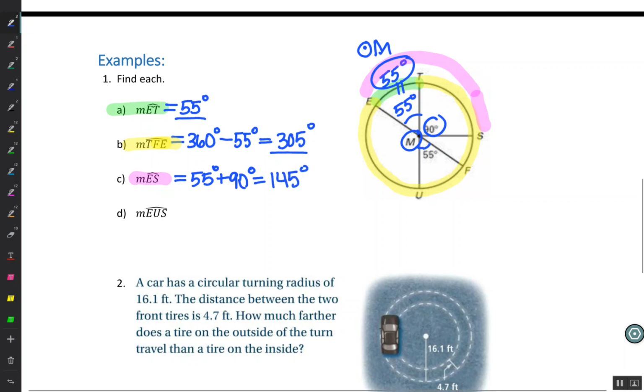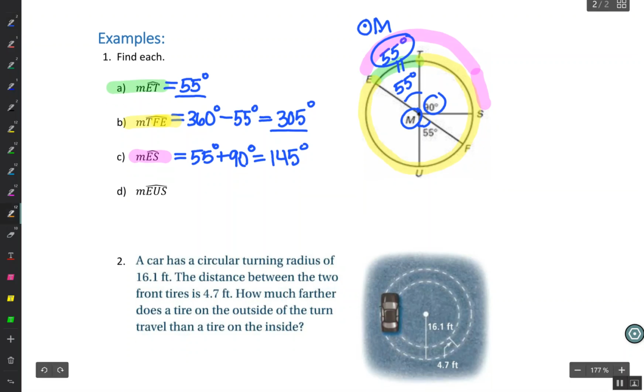Alternately, you could take the full circle and subtract, well, this is 180, and this you'd have to find. So maybe that's not the easier way. There are multiple ways to do these. There are multiple strategies.